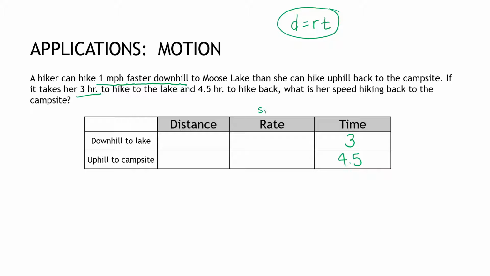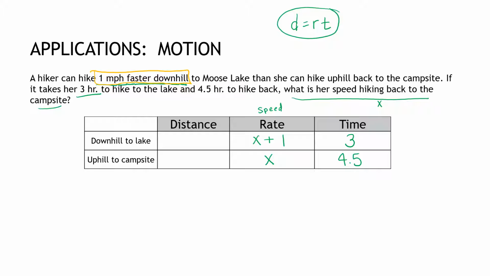So speed is rate, and that is what we're trying to find. So if I want the speed back to the campsite, I'm going to call that x, because the easiest thing to do is to create a variable for whatever you're trying to solve for. So I'm going to call that x. Well, let's go back to that thing I kind of skipped over. She's going 1 mile per hour faster downhill, and so if it's x miles per hour uphill and it's 1 mile per hour faster downhill, that's going to be x plus 1.